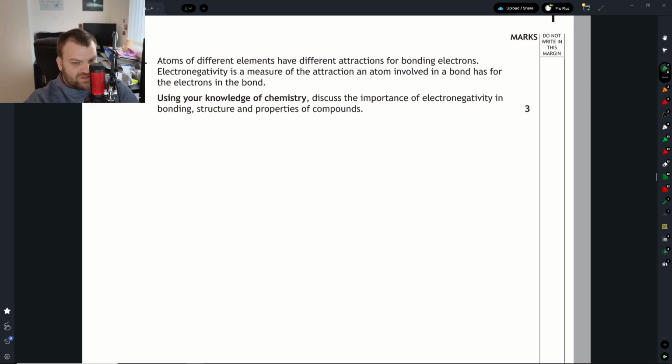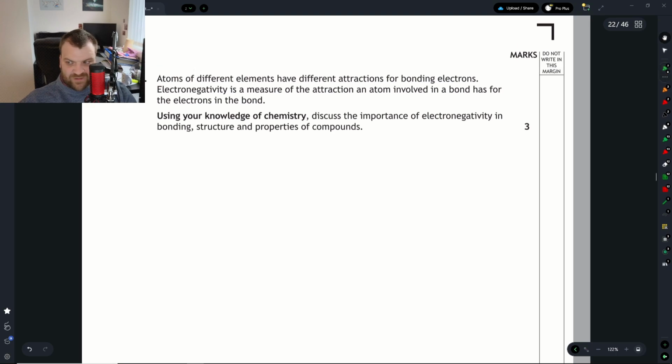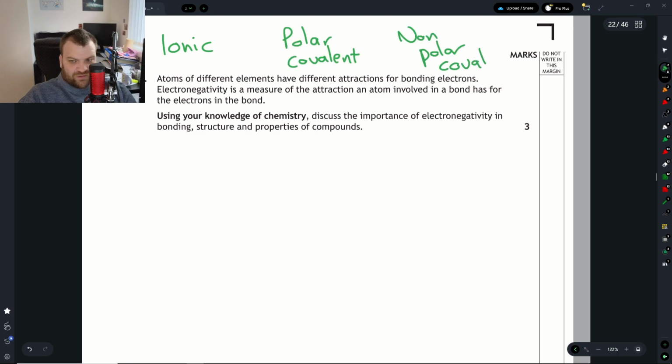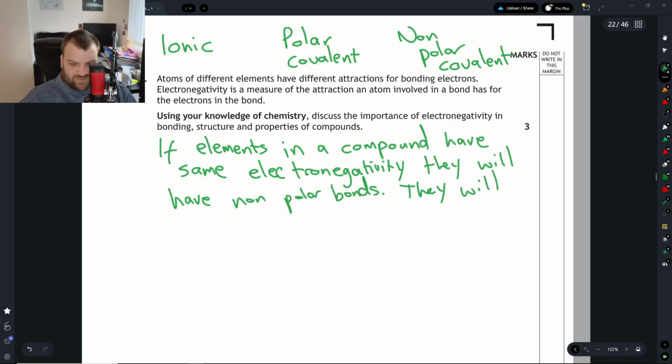In this question, we are asked about bonding structure and properties of compounds and how electronegativity fits into it. This means that we want to talk about ionic, polar covalent, non-polar covalent would be a good start. These all depend on the differences in electronegativity. So if the elements in a compound have the same electronegativity, they will form non-polar bonds. They will then be non-polar molecules.